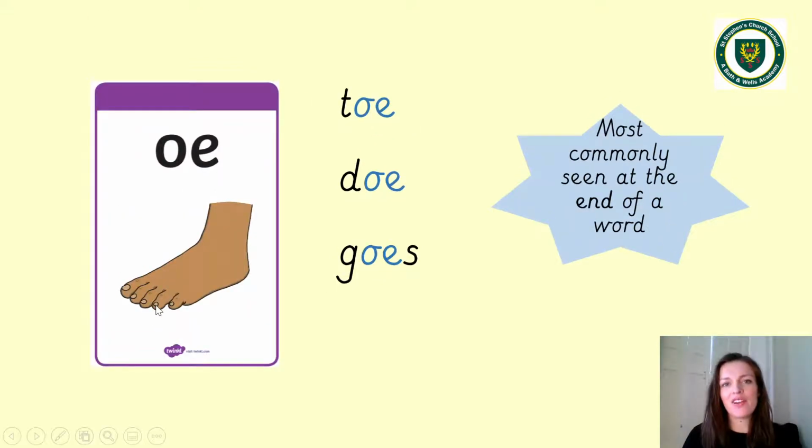In phase 5 phonics, we're introduced to a new grapheme for that O phoneme. So that is this OE digraph here. So this also makes the phoneme O. What we'll do is just again, we'll segment and blend these words here to practice reading words with that OE digraph. So we've got T, OE, toe, D, OE, doe, and G, OE, S, goes.